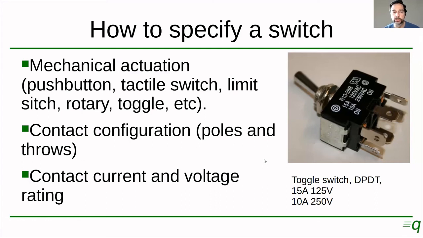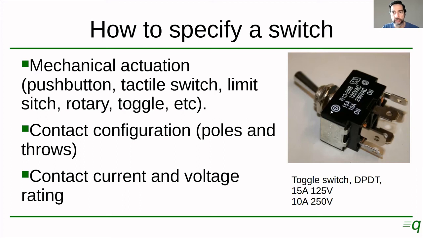And the last thing you may have to look at is the maximum contact current and voltage rating. There's a limit of how much current and voltage you can switch with one of these. If you're going to be building a low current, low voltage circuit, this really doesn't matter. But if you go above 1 amp, or if you go above 30 volts or something like that, you should make sure that your switch actually can handle those levels of current and voltage.